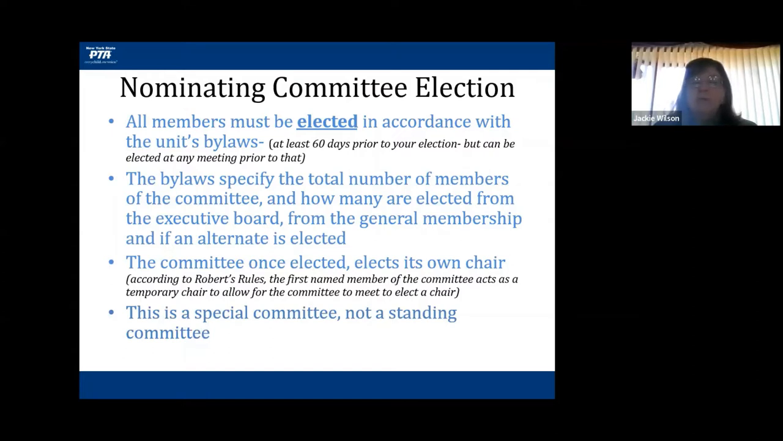Your bylaws will specify the total number of members of the committee, how many are elected from the executive board, and how many from the general membership, and if an alternate is elected. Once the committee is elected, the committee elects its own chair. And according to Robert's rules, the first named member of the committee acts as a temporary chair to allow for the committee to elect a chair. And this is a special committee, not a standing committee. A special committee is a committee that is tasked with a specific role, and once that role is completed, then the committee is no longer in effect.